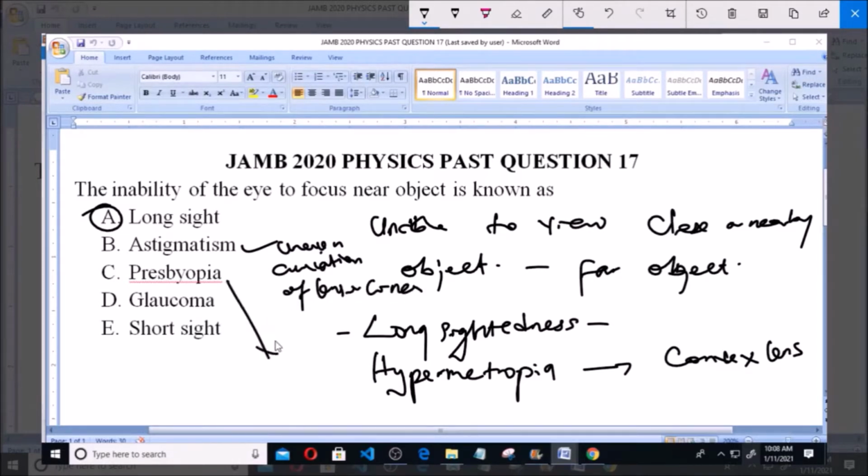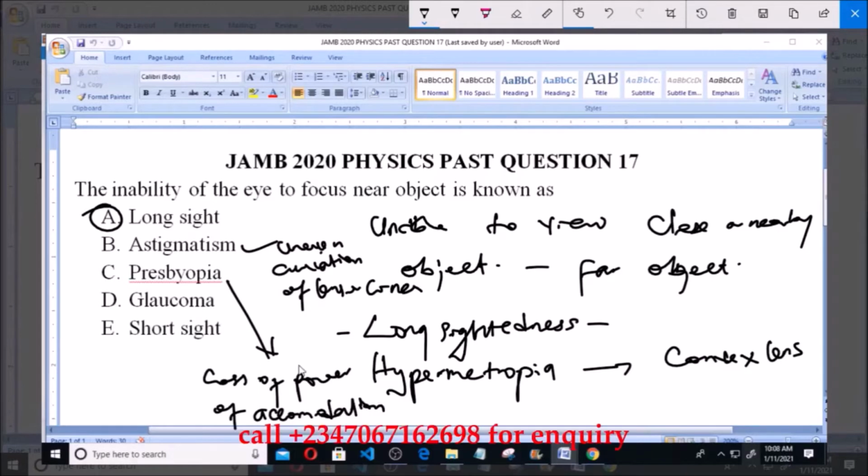Now presbyopia here simply refers to the loss of power of accommodation. This presbyopia is common to old people, because they are unable to focus on either near objects or far objects since they've lost the power of accommodation. The eye muscles are weak, and so the power of accommodation is lost. It's common to old age.